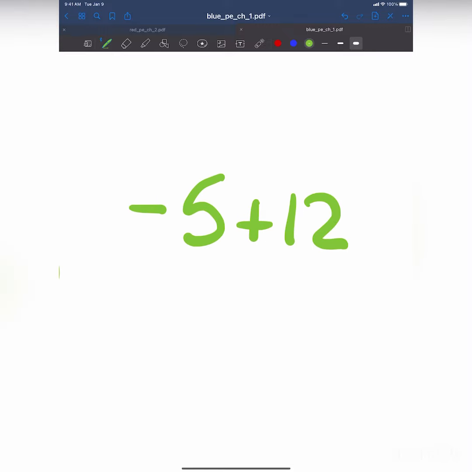Signs are different, Chuck. What do we got to do? Well, Larry, when signs are different, we have to subtract. 12 take away 5. That is 7, Larry. That is right, Chuck. All right, we got a 7.